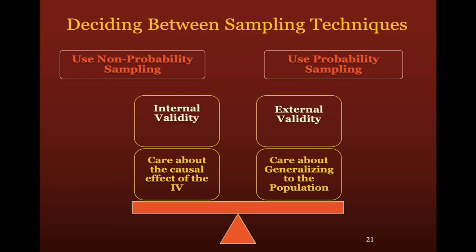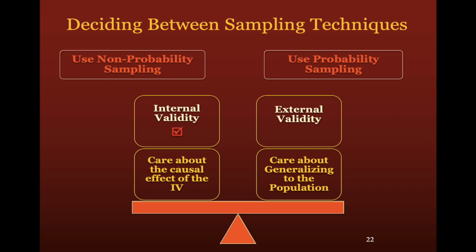So if you care about generalizing to the broader population, you're going to want to use a probability sampling approach because probability samples are going to try to mirror or represent the characteristics of the population. Non-probability sampling approaches don't create samples that will represent the population. But for an experiment, we're not really concerned initially about generalizing to the population. The primary focus is on establishing internal validity.